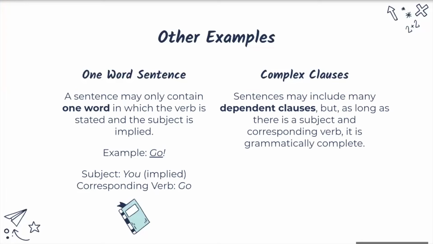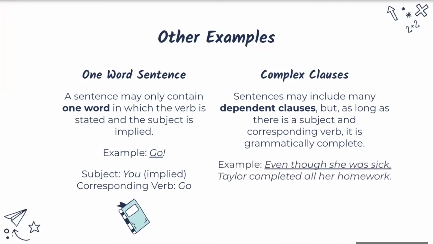Okay. So then we also have complex clauses. Sentences can include a lot of different dependent clauses, but as long as there's a subject and a corresponding verb to the subject, then it's grammatically correct and complete. Here's an example: Even though she was sick, Taylor completed all her homework. This is considered grammatically complete because there is a subject, Taylor, and a corresponding verb to Taylor, so that's completed.